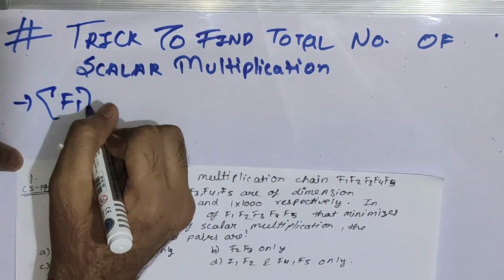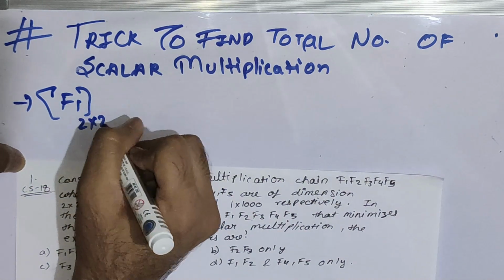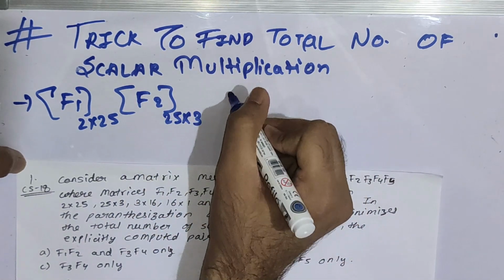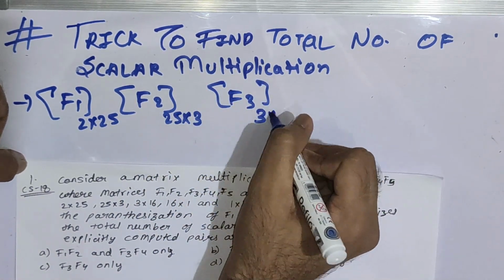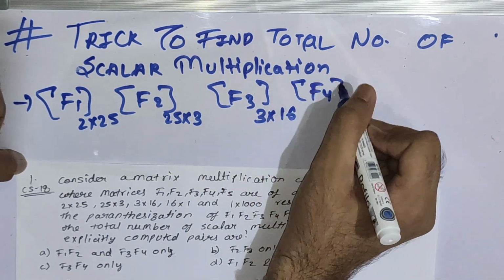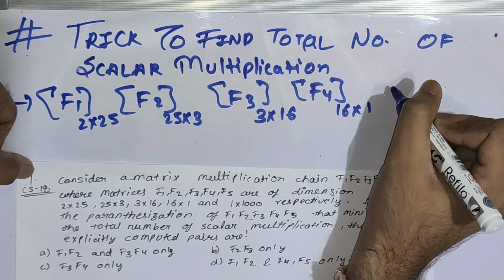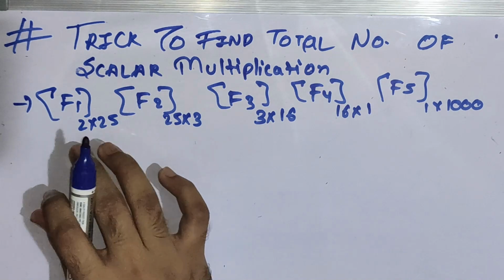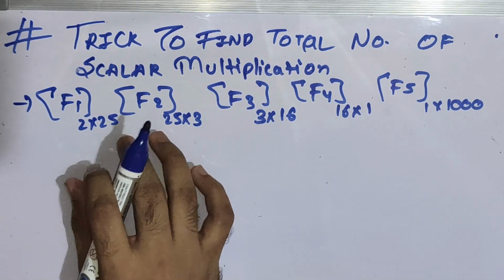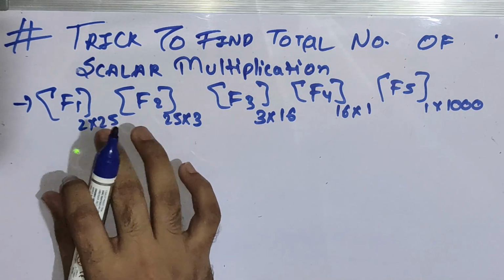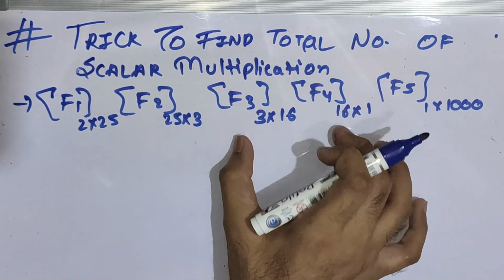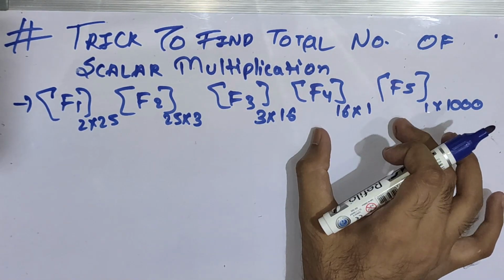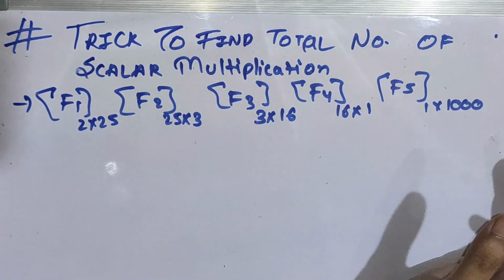We have F1 of 2 cross 25, F2 of 25 cross 3, F3 of 3 cross 16, F4 of 16 cross 1, and F5 of 1 cross 1000. So here you can see if you multiply these two matrices first, you will get the scalar multiplications as 2 cross 25 cross 3, basically 50 multiplied by 3 is 150, and if you multiply these first, you will get 3 cross 16 into 1, basically 48, and if you multiply these two matrices, you will get 16 cross 1 into 1000, basically 16,000. It is huge, right?